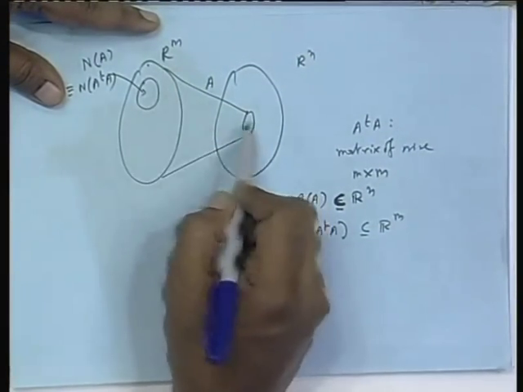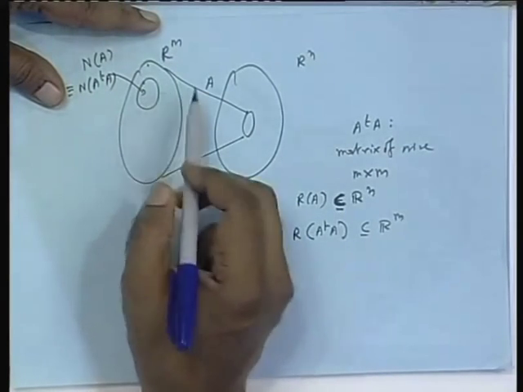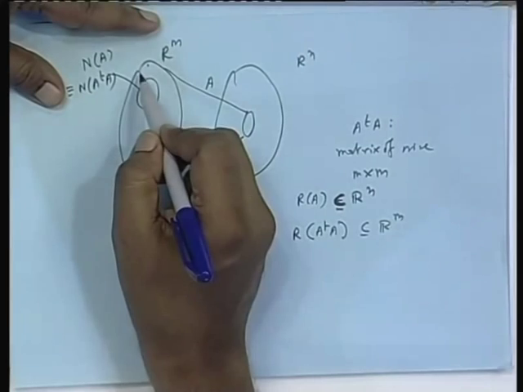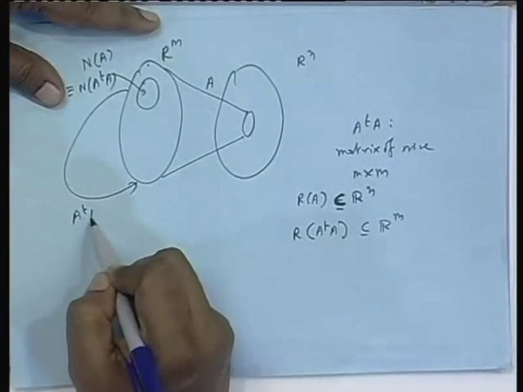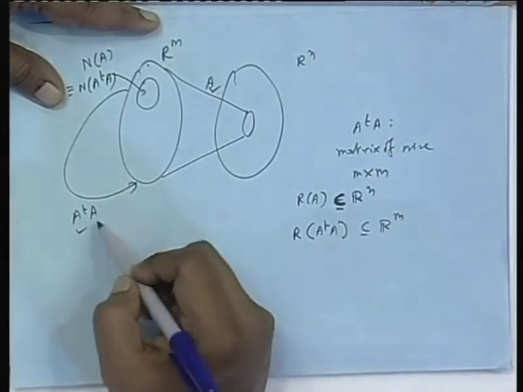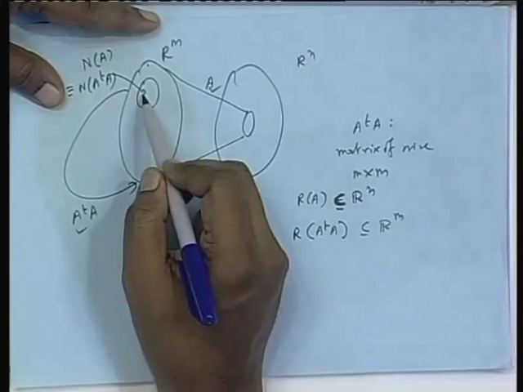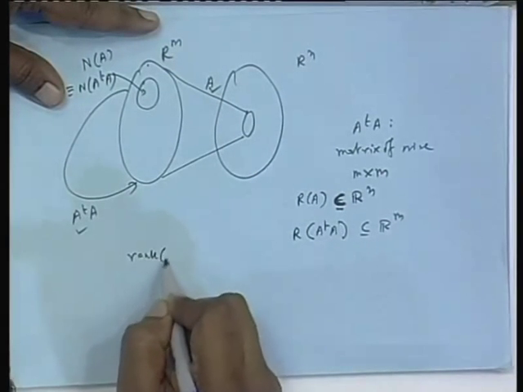So, under A, R m is mapped to R n, and there is a null space. Under A transpose A, you can show that this is mapped to itself, but this operator and this operator both have the same null space. Now, that means, what is rank of A?